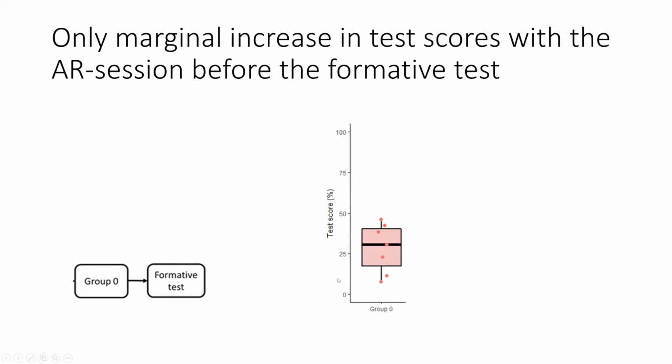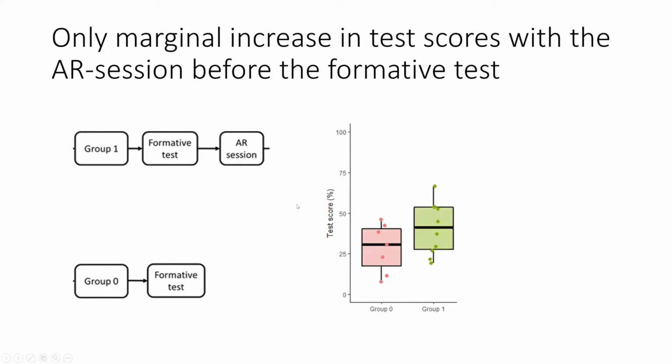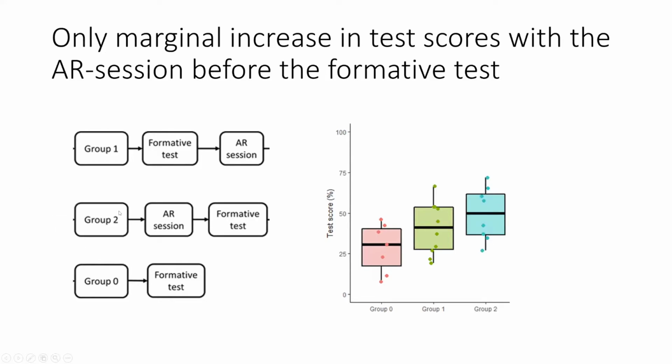When we did that, you could see the control group here. This gives us an indication of the baseline guessability of the test. Scores are shown in percentages. Group 1, we saw a shift upwards. And group 2, the ones that did the AR session before the formative test, we saw a very mild increase. It was a very subtle variation. And one of the things we learned from this is that we need more substantial testing, and possibly to run this with a larger number of students to really tease out what's going on here.